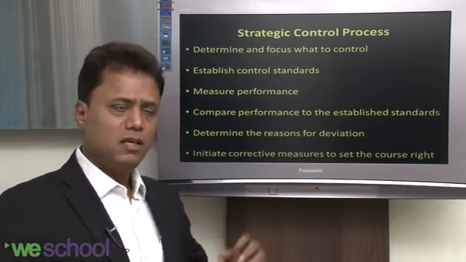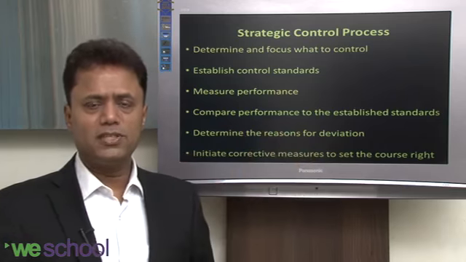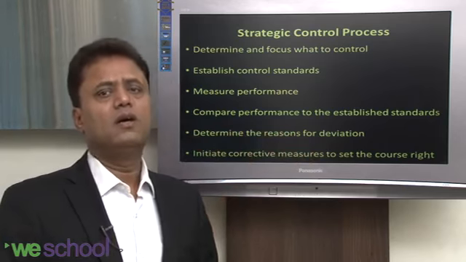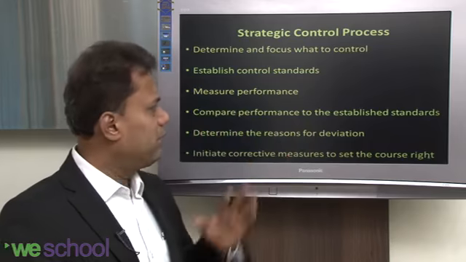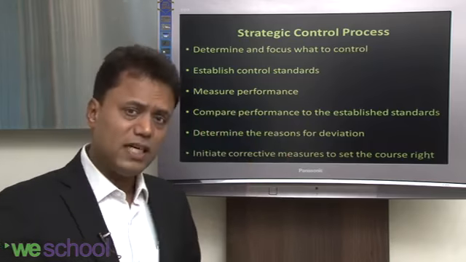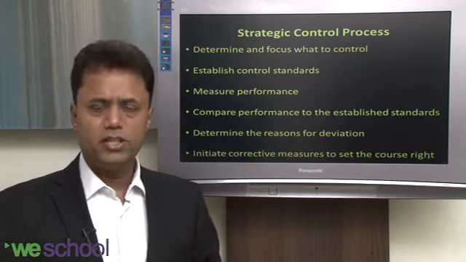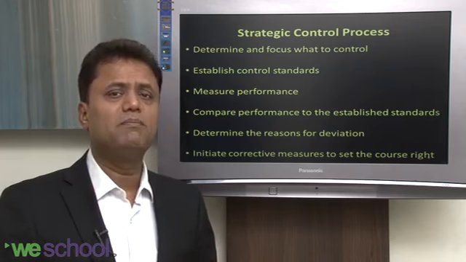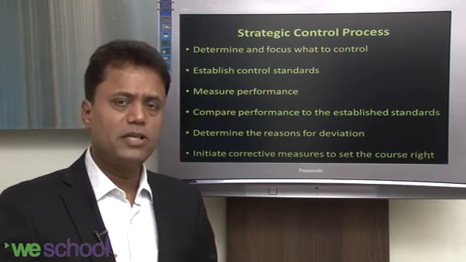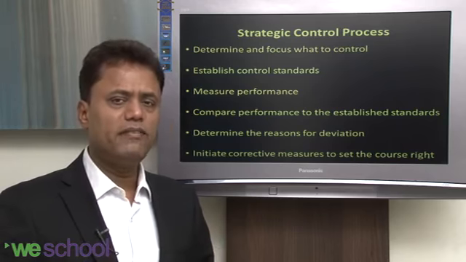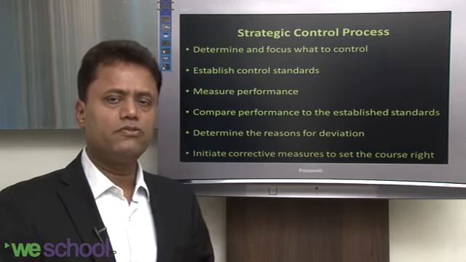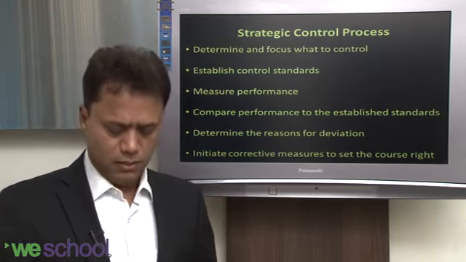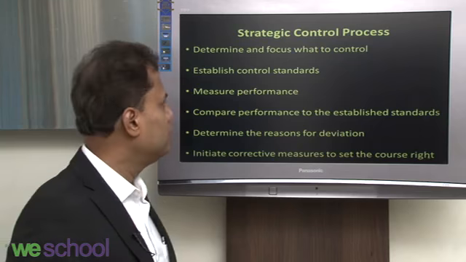You have the benchmarks. So this is my benchmark against each KRA which I mentioned, whether it is financial or customer experience or operational excellence or organizational culture. So compare it with the established standards in the industry, or the standard you set for yourself. Determine the reason for deviation, why it is not achieved, why it is not coming to that level, or sometimes you will overachieve. Then you can project your company in a good light. If you are not able to achieve, then you need to understand why the deviation is happening. You need to get into the root cause of why it is not happening in that time. Initiate corrective measures to set the course right. So it's very important, course correction.